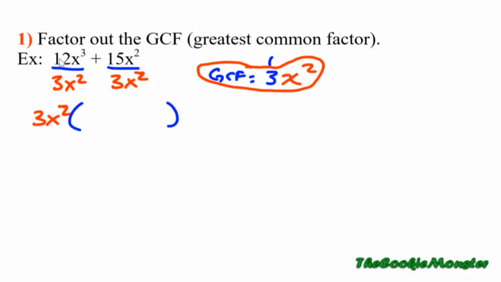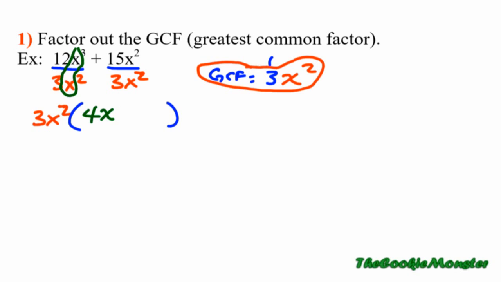So take 12 divided by 3, that will give you a 4. X cubed divided by x squared, as long as the bases are the same. In this case, both bases, as you can see, are x's. So they're the same bases, take the exponents 3 and 2 and simply subtract them. So 3 minus 2 will simply give you a 1. Now, we don't have to put the 1 there, so I will simply erase it.